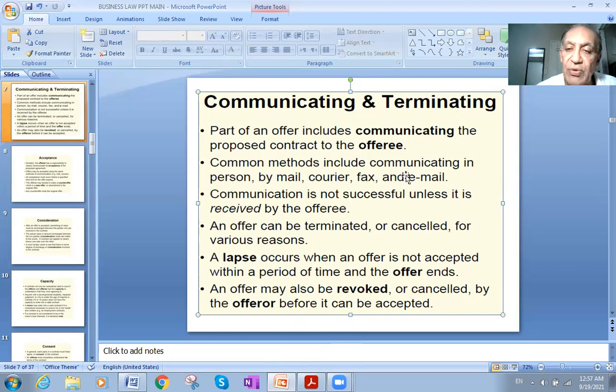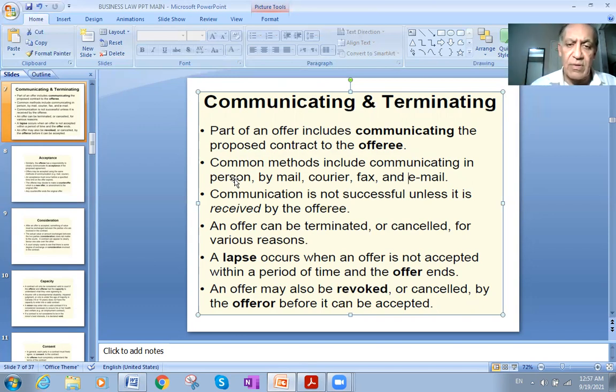Common methods include communicating in person. I come to you and say, hello, I have a house to sell. Would you like to buy it or not? So this is the first point: I will do it in person.